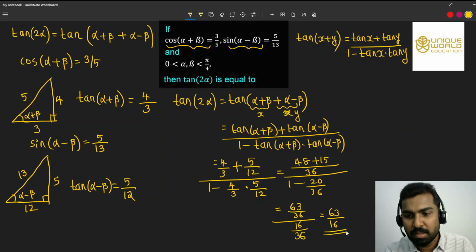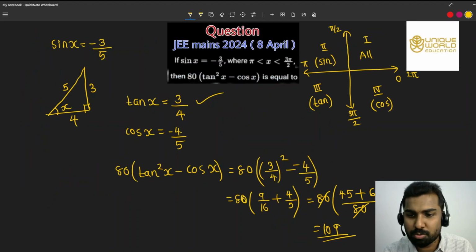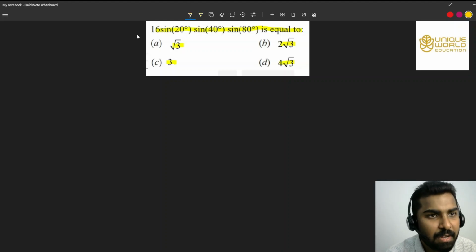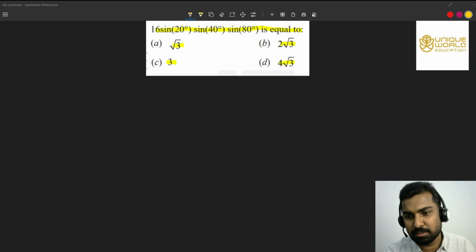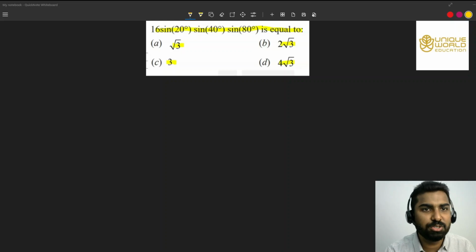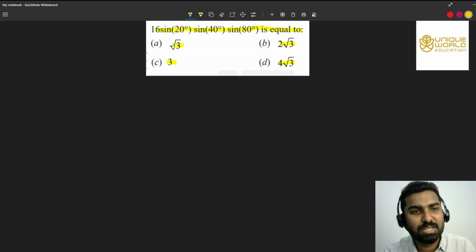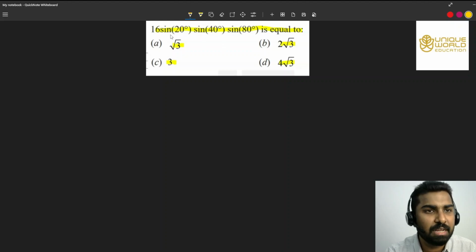So two questions we discussed about basic values: some function is given, and how to evaluate the remaining functions. Now let's go to the next question. This is the third question. It's very simple if you know one identity, one relation. This is also a previous year JEE Mains question.